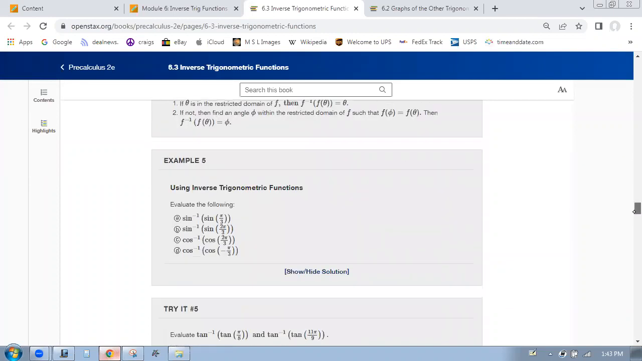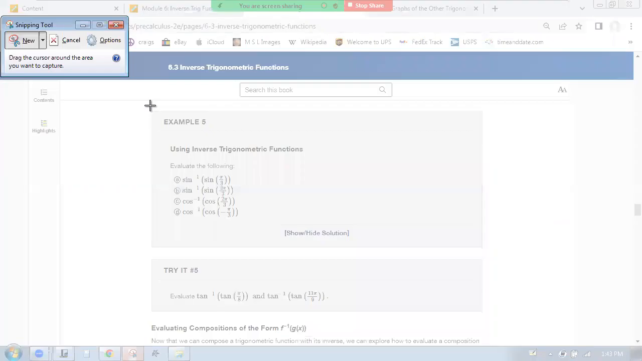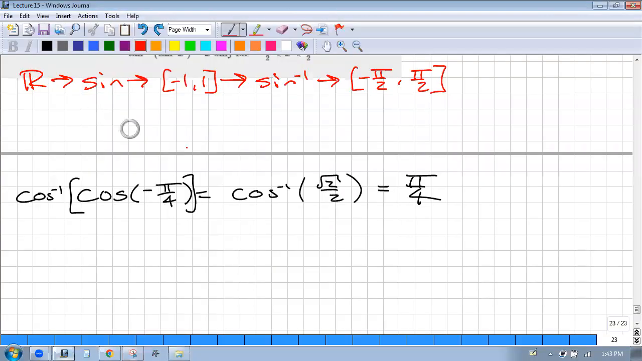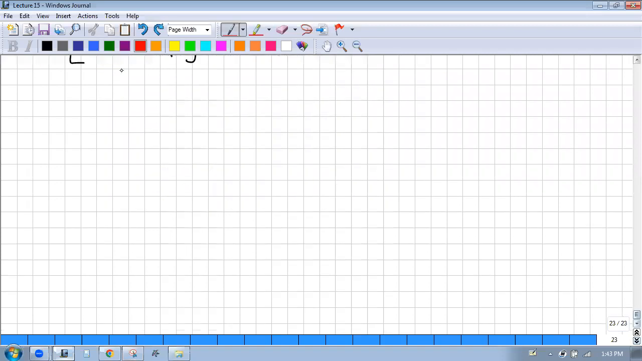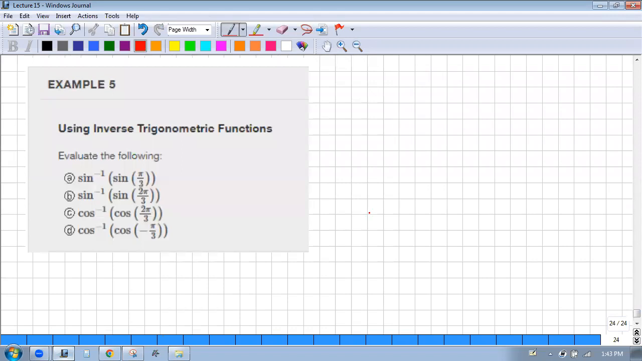Let's look at some examples. Sine inverse of sine of pi over 3, right? Well, this angle pi over 3, where is that? It's right up there, between minus pi over 2 and pi over 2. That's an angle that can come out of sine inverse, so we know it's just going to be pi over 3.